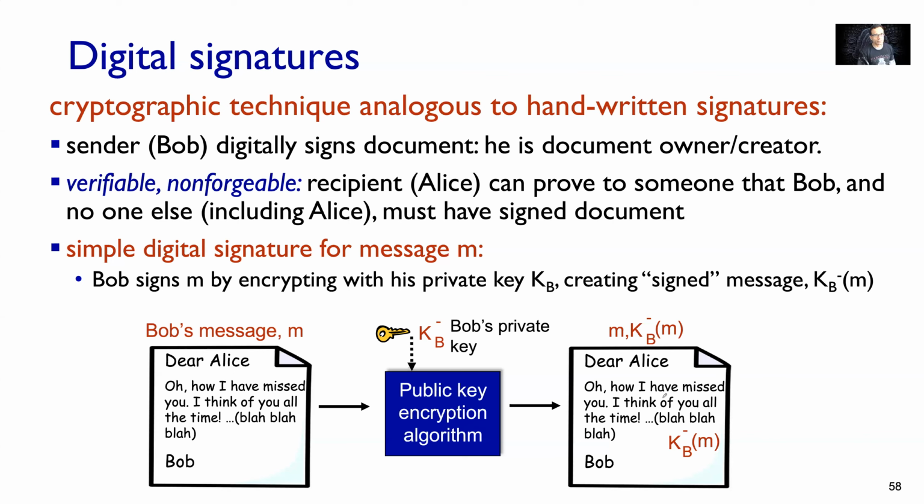So the primitive that we use here should be verifiable, should be non-forgeable, right? So any recipient should be able to take your document and check that, yes, this signature belongs to Bob, and so no one else other than Bob could have signed it, right? So something like that. So now how do we achieve this?